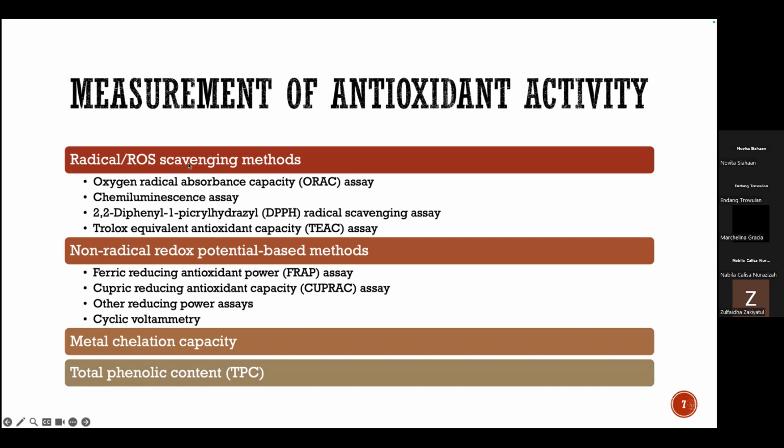The first one, oxygen radical absorbance capacity. The second one will be chemiluminescence assay. The third one, DPPH. The fourth one, Trolox. So if you choose DPPH, you will belong to scavenging the ROS. Meaning that you will come to the first mechanism just now, the ROS. Okay, understand? If you focus on the non-radical redox, for example, you use FRAP.